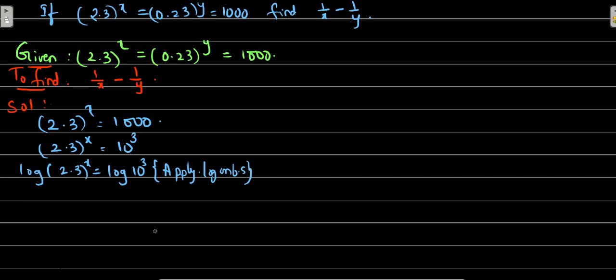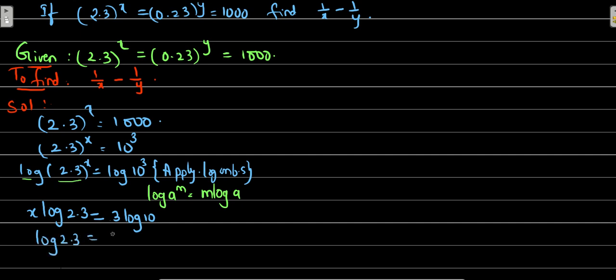But we know a rule. What is that? log a to the power of m is equal to m into log a. Is it not in the form of log a to the power of m? Yes. So it can be written as m log a. What is our m here? x log 2.3, and the RHS is also in the form of log a to the power of m. m is here 3. So 3 log 10. Now if I transpose this, log 2.3 is equal to 3 by x log 10.